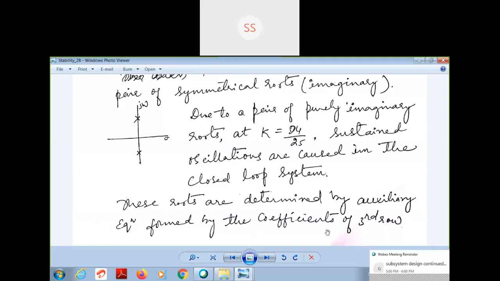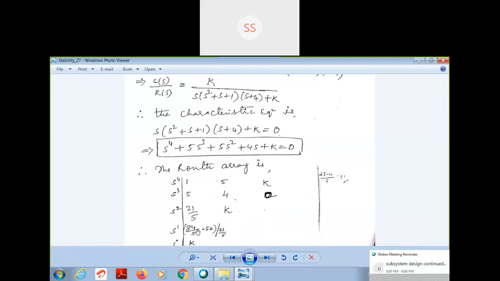These roots are determined by solving the auxiliary equation. For example, here if k is equal to 84 by 25, then the s1 row becomes 0. When the s1 row becomes 0, this entire row is 0, so we solve such a problem by forming the auxiliary equation. The auxiliary equation is generated from the s squared row. By solving this auxiliary equation, we get a pair of roots, and those roots reveal some information about system stability.